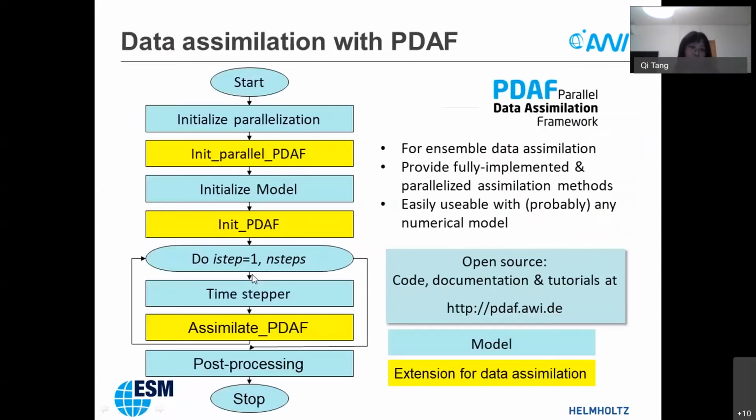For the data assimilation, we use the parallel data assimilation framework PDAF. PDAF is an open source software for ensemble forecasting and ensemble based data assimilation. It provides fully implemented and fully parallelized assimilation methods, and it can be easily used with many numerical models like our RVCM model.